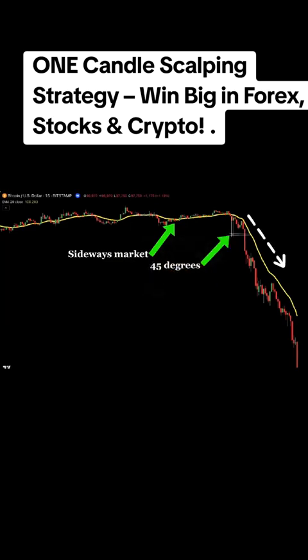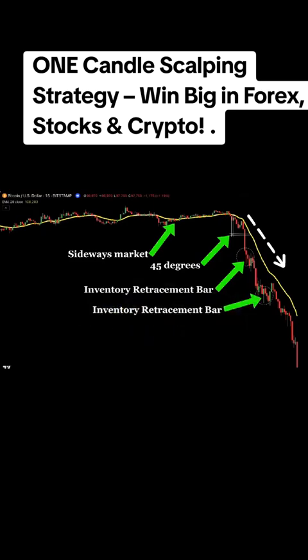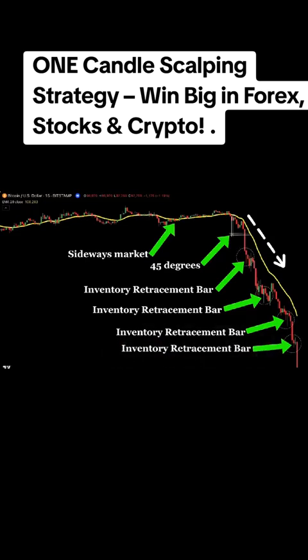That's our first condition. Now just below this angle, we need to look for our inventory retracement candles. Here's one. This red candle has a long lower wick, making up at least 45% of its total size. This is a strong signal for a short position. Here's another one. A green candle with a long lower wick. And over here, there's another opportunity, and another one as well. The inventory retracement candles are all over this area, giving us multiple chances to enter a short trade.